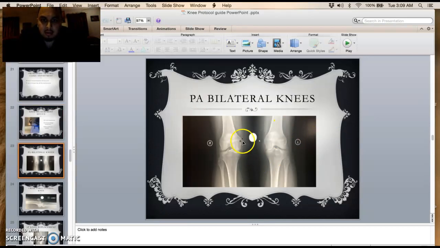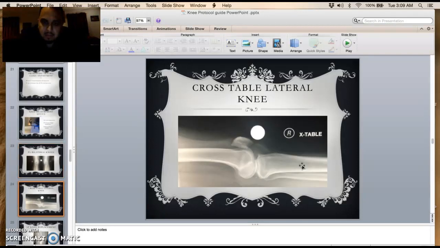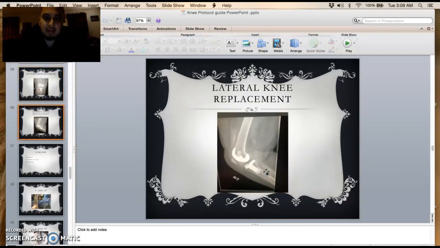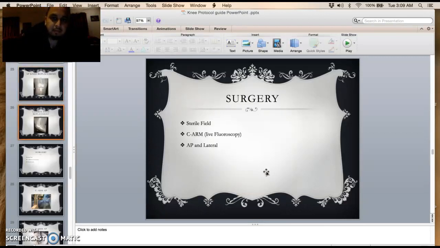This is what it'll look like. You have PA bilateral knees, right and left. They usually try to see their joint space here. That's a PA, and this will be a cross table lateral. Just again trying to measure the joint space, measure the whole knees width right there, and that's what a knee replacement looks like. That'll be your AP knee replacement, followed by the lateral knee replacement, and moving on to surgery.